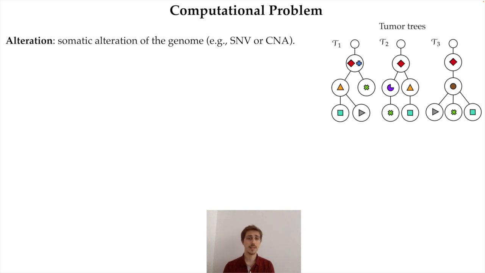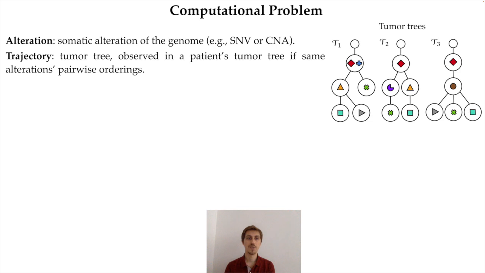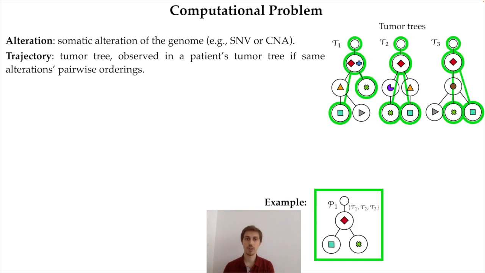So first, the alterations that we consider in this work can be any type of somatic alterations of the genome, such as SNVs or copy number aberrations, and we define a trajectory as observed in a patient's tumor tree if all alterations' pairwise orderings are the same in the trajectory and in the tumor tree. For example, here we show a trajectory composed of 3 alterations that is observed in all the tumor trees, in which we highlighted in green the nodes in which the alterations are found.